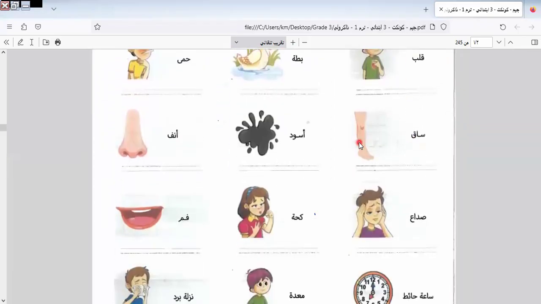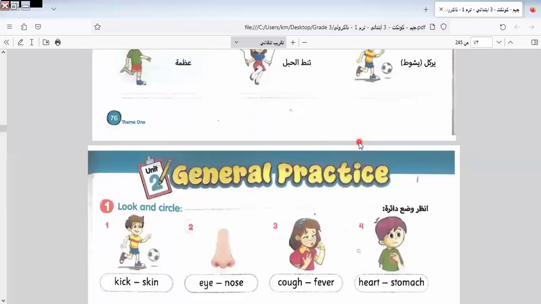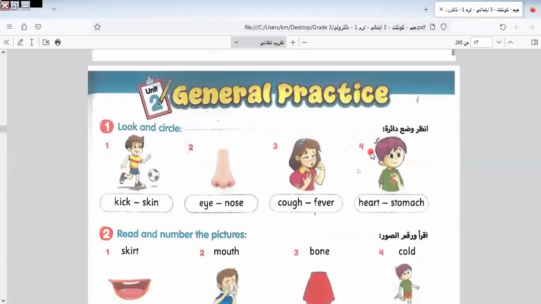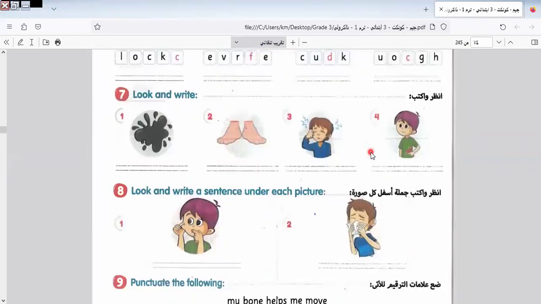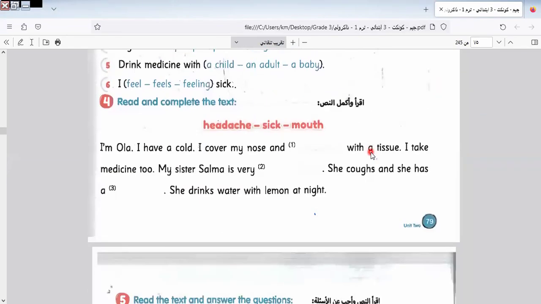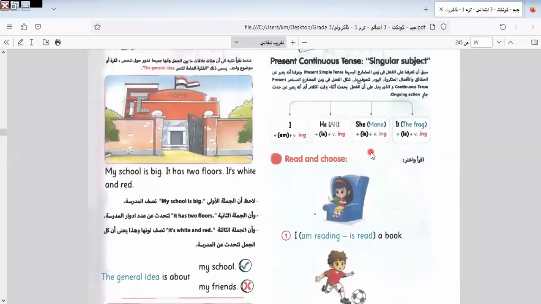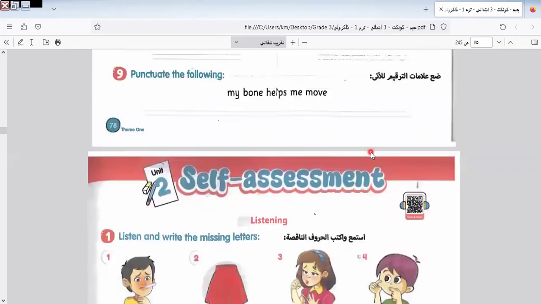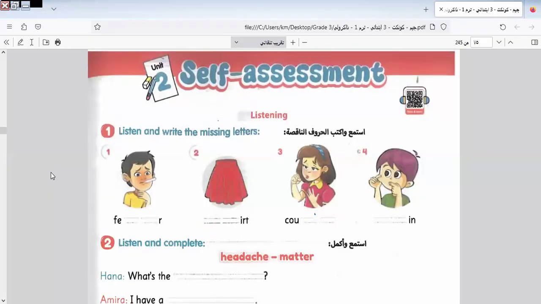Let's go to another one. I will answer one of the tests that depend on this unit, and I will leave the rest for you to do by yourself. Here we have, what are the missing letters? It will be fever.